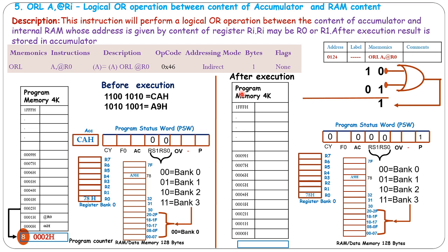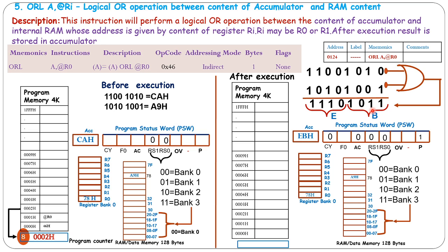011 101 000 111 000 1011 101 111. So in binary format it is like this. In hexadecimal, this is E and this is B. So EBH is the content of accumulator after execution. The content of accumulator gets changed. The content of random access memory does not change.